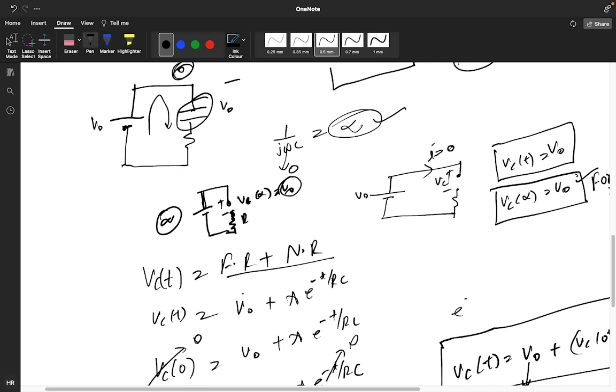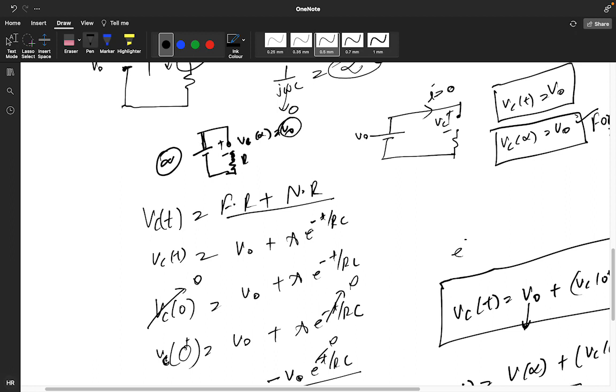Add both equations, the forced response and the natural response. When both are added, we get the equation like this.